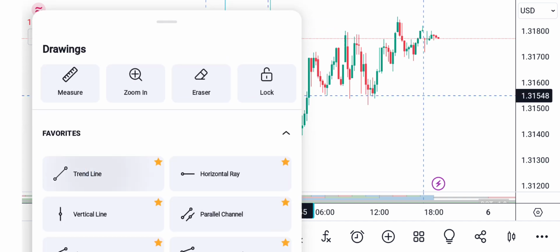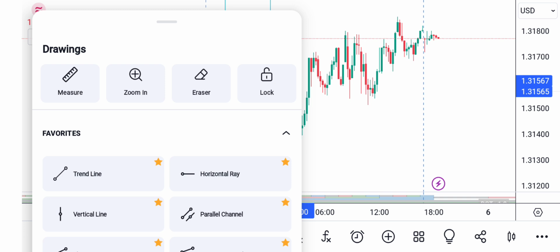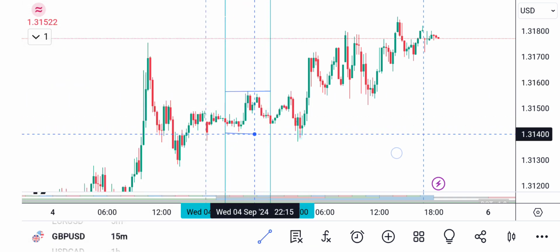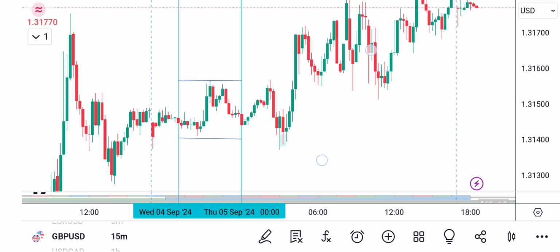You are going to mark the high of Asia for that day. This is the high that was formed during the Asian session, and this is the low that was formed during the Asian session. As simple as this, traders. This is not complicated, right? See, here you have it.